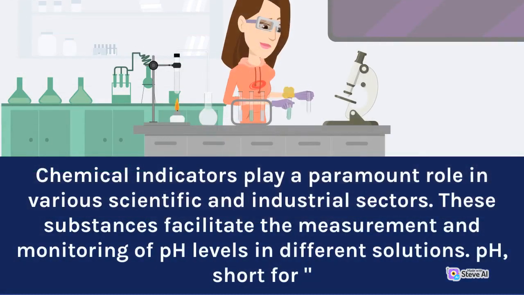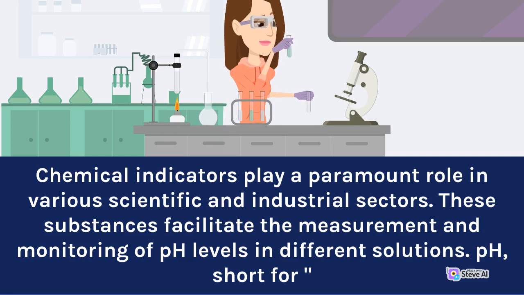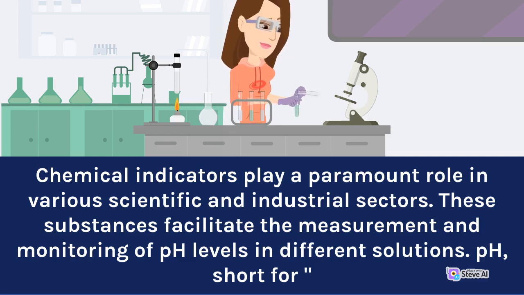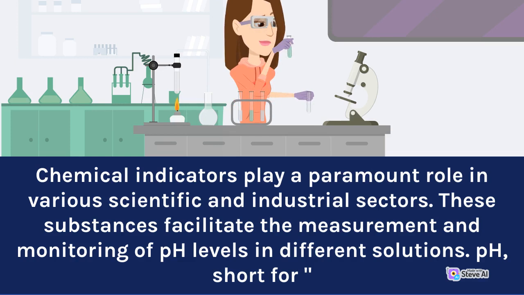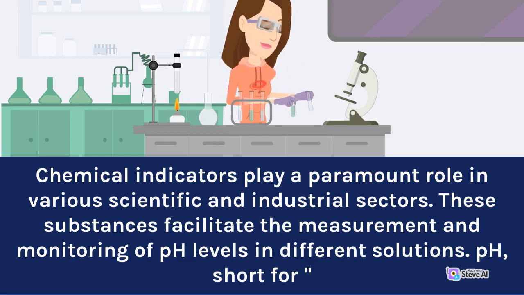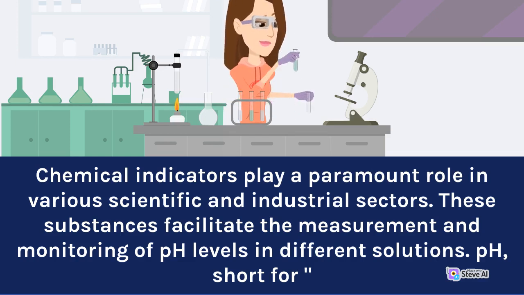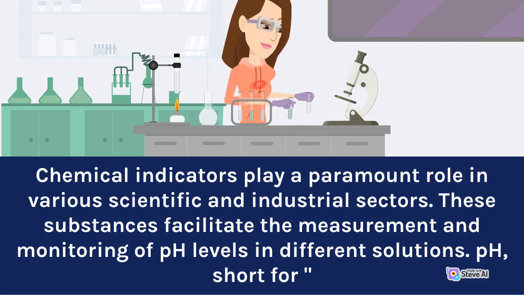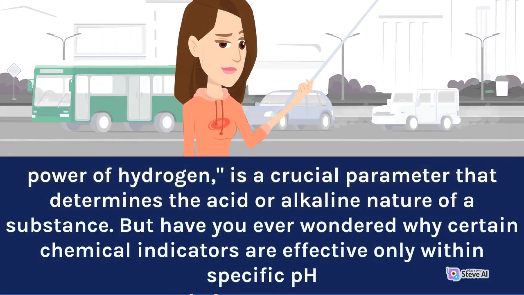Chemical indicators play a paramount role in various scientific and industrial sectors. These substances facilitate the measurement and monitoring of pH levels in different solutions. pH, short for power of hydrogen, is a crucial parameter that determines the acid or alkaline nature of a substance.